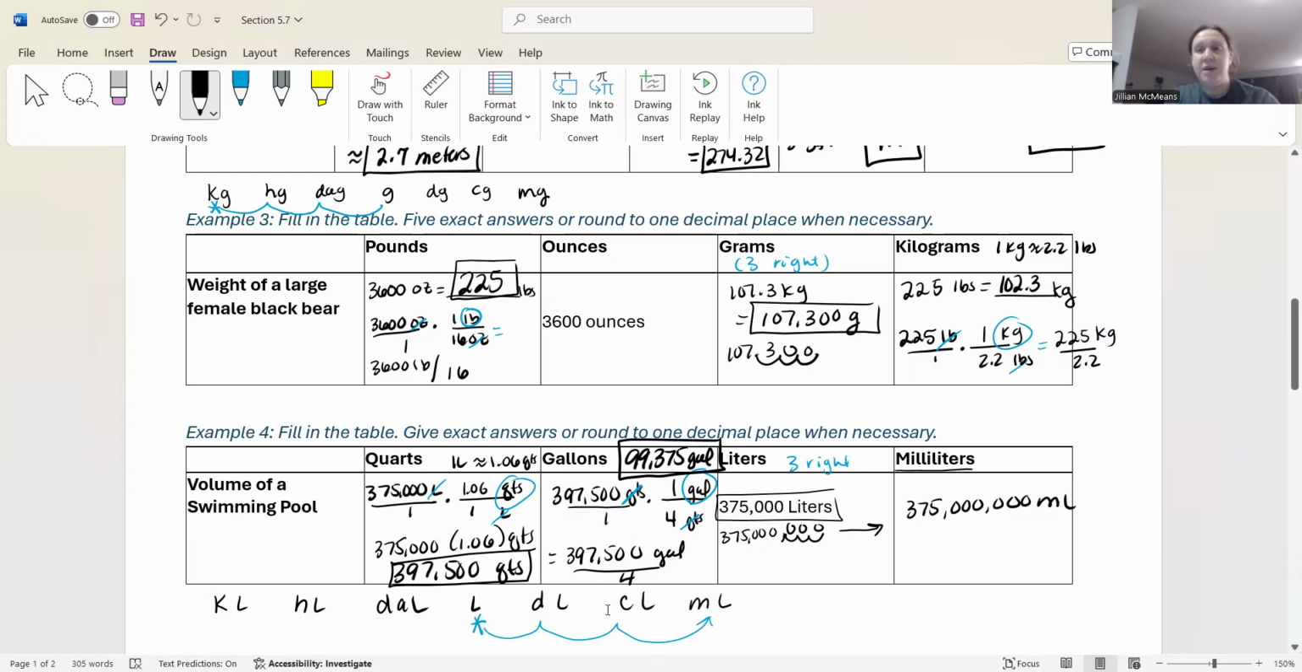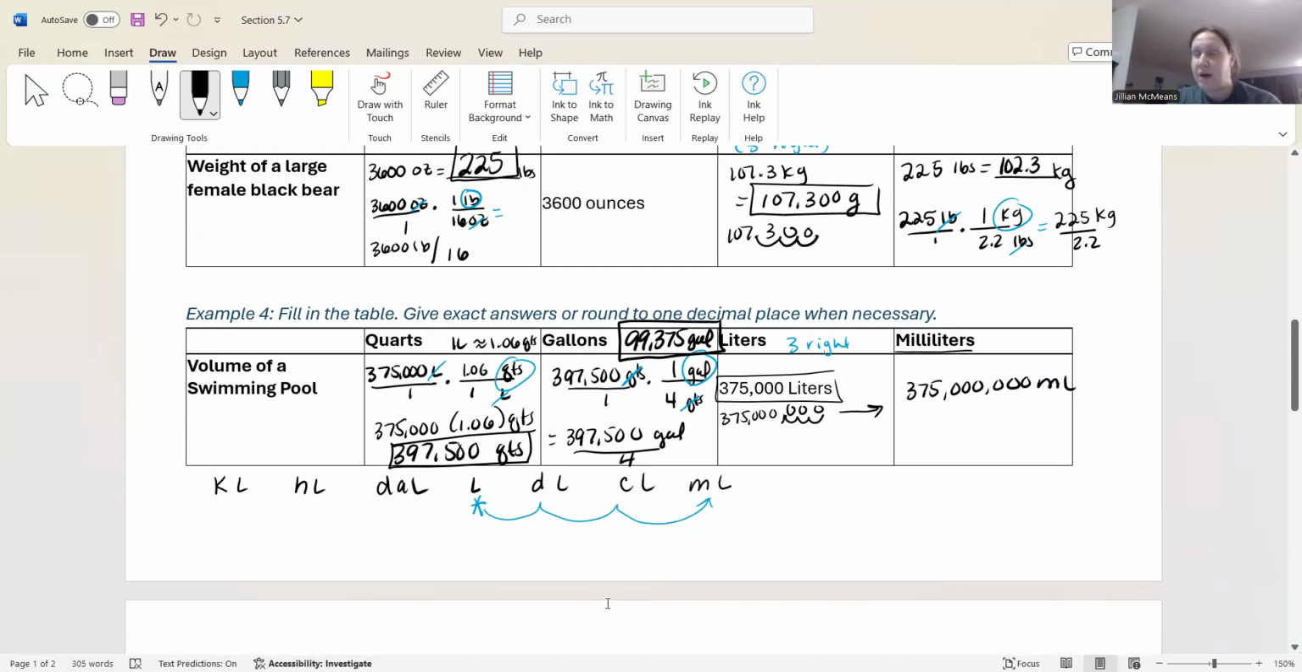Okay, now in the next video, we're going to talk, I think, about converting rates. So you have to remember what a rate is. We'll remind ourselves of that. And then eventually we'll get to temperature conversions.